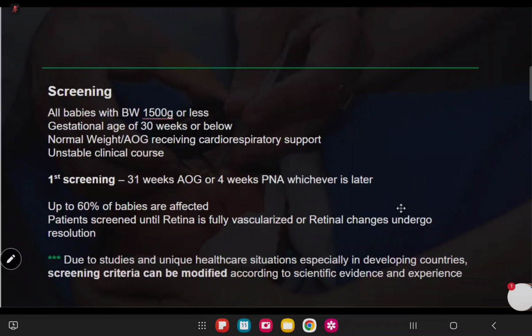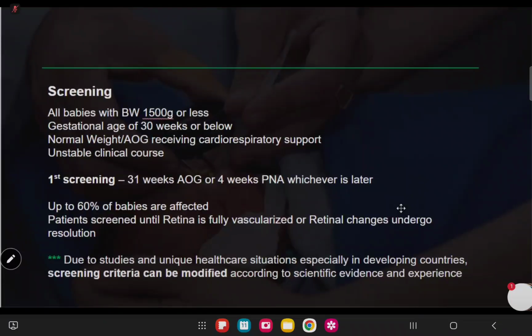For patients with normal weight or AOG but receiving cardiorespiratory support, you still have to screen them since they're receiving oxygen. Oxygen could cause irregularities or derangement of your vascular endothelial growth factor. So we usually also screen those patients. And also for patients with unstable clinical course, we also screen those patients.